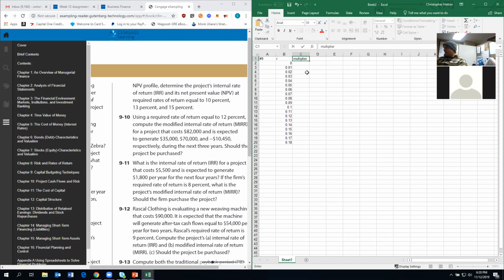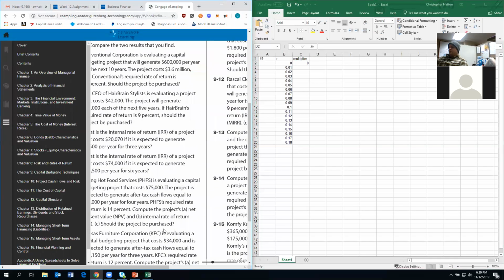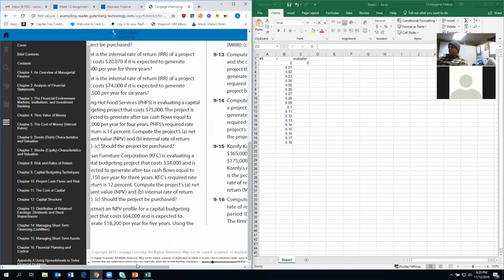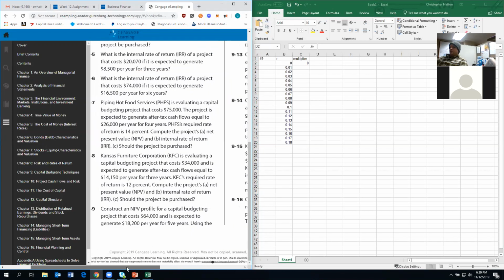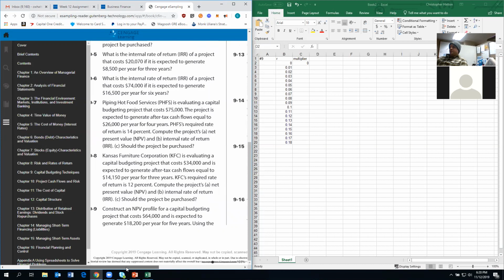Multiplier, I think that's right. So again, if the rate's 0, the multiplier will be 0. And our net present value is, let's see here. The project costs 64,000 and is expected to generate 18,000.